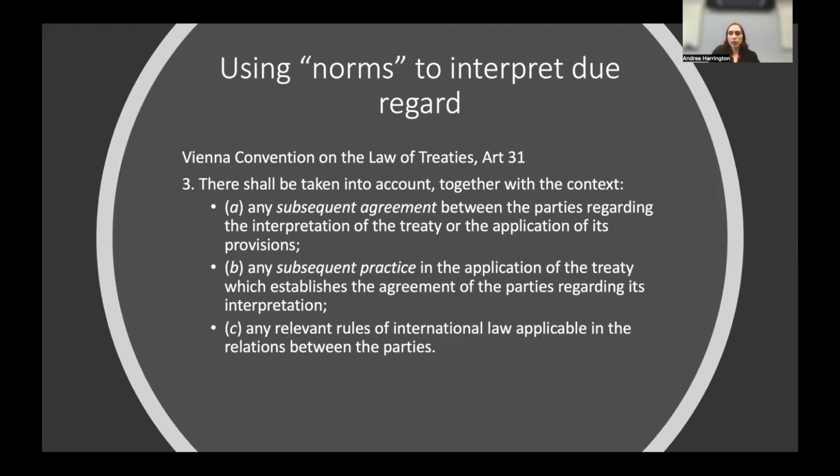In paragraph B, you can see subsequent practice in the application of the treaty is also relevant. So we look at how those states that are party to the treaty have implemented that treaty, how they're behaving in space. And if their behavior is consistent, there's conformity in that practice, then we know that behavior is something that is in line with the treaty, that conforms with the treaty, as long as other states are not calling out that behavior as a violation of that treaty provision or as something that might be considered wrongful under that treaty provision.